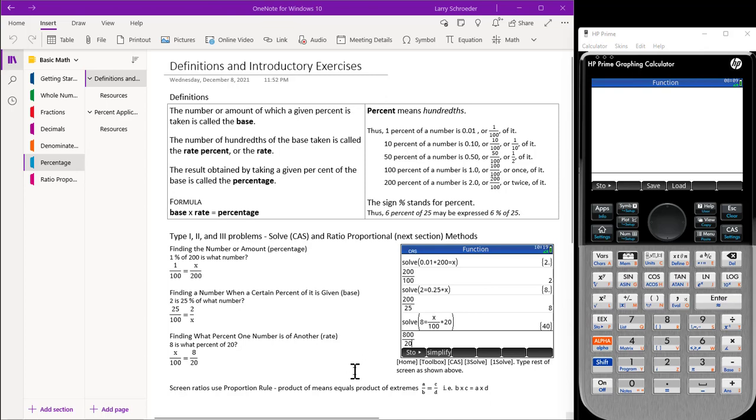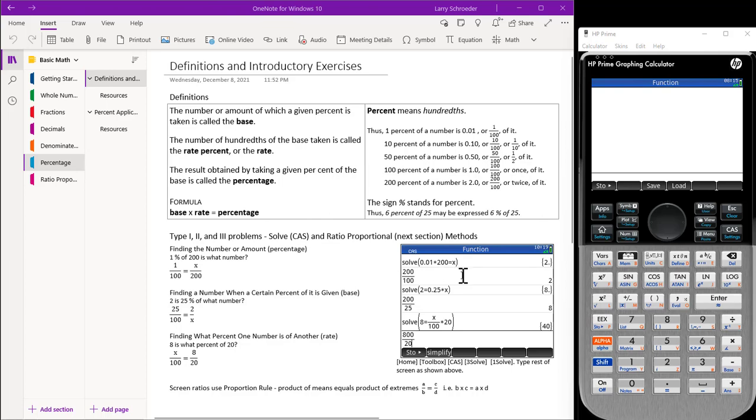We have down here that the product of the means equals the product of the extremes. So 200 equals 100x, 25x equals 200, 20x is equal to 800. We can get these answers by using ratios. 200 divided by 100, which is 2, 200 divided by 25, which is 8, and 800 divided by 20, which turns out to be 40. These problems are known as type 1, type 2, and type 3 because when we have base times rate is equal to percentage, any one of these three things can be missing.